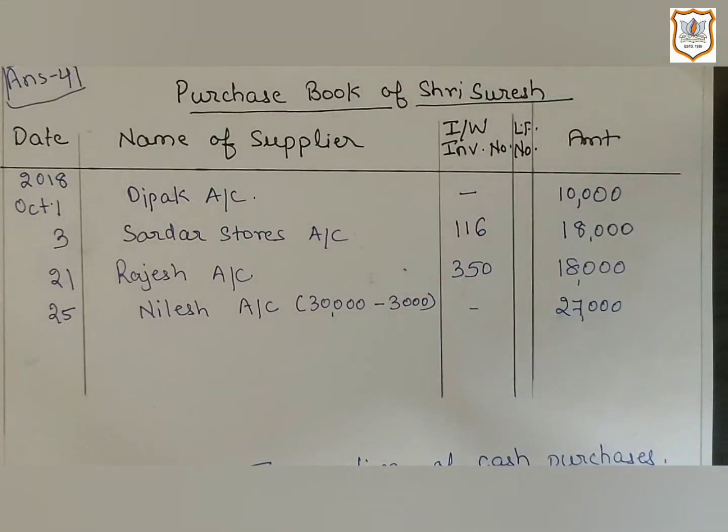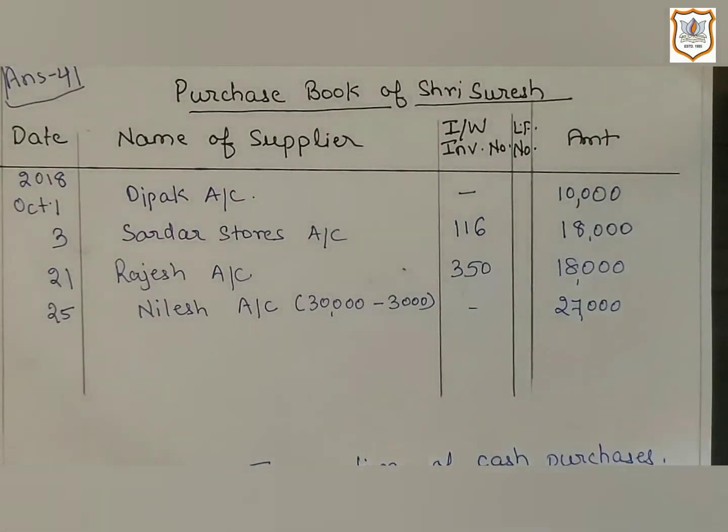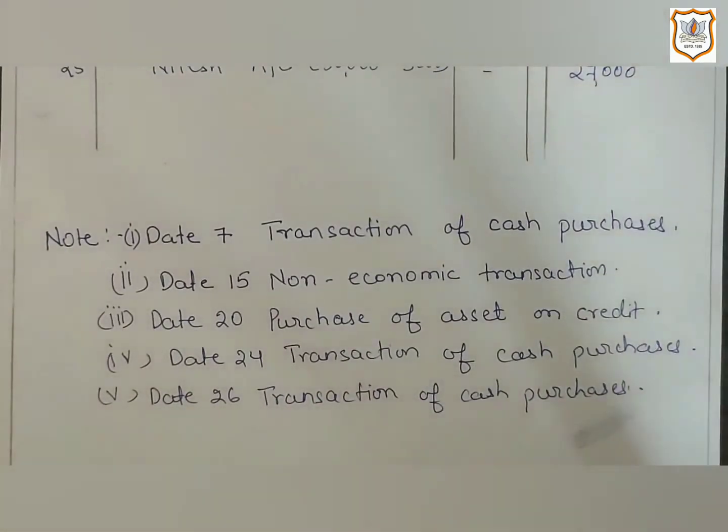Now next transaction, date 26. Purchase goods of rupees 15,000 from Chirag at 10% trade discount and 5% cash discount. Amount paid immediately. As it is given here, amount is paid. That means this transaction is not credit transaction. This transaction is cash transaction. So we will not record it in our purchase book. We have to write separate note for this. Date 26, transaction of cash purchases.